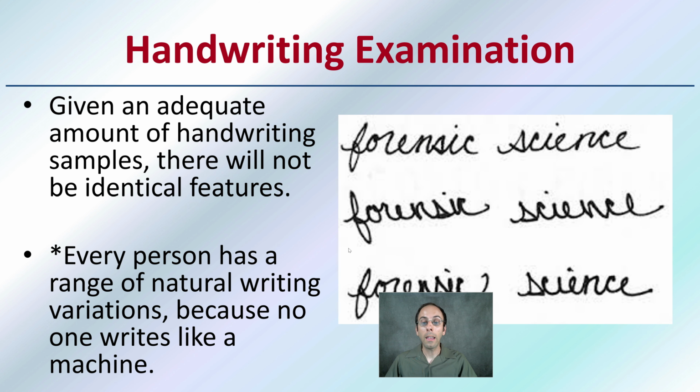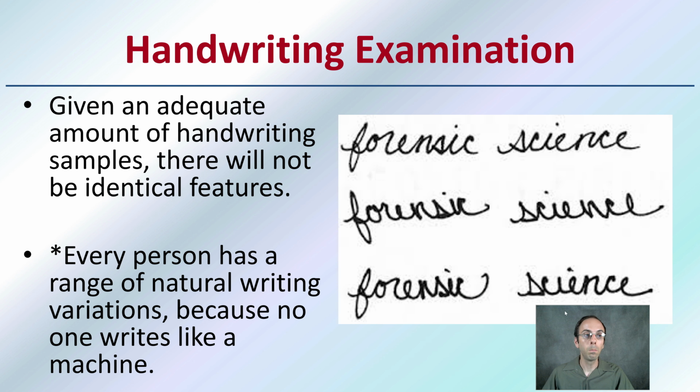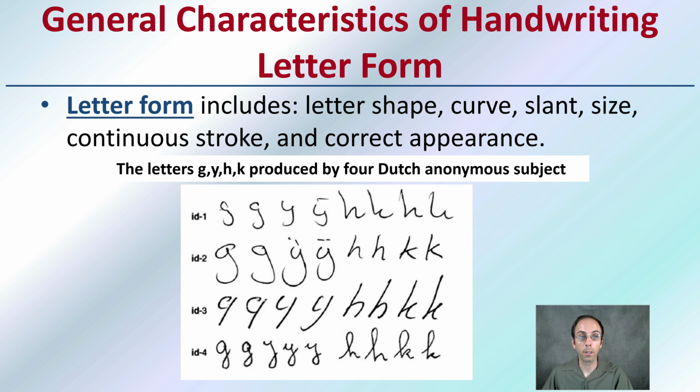And when we look at an examination of handwriting, given an adequate amount of handwriting samples, there will not be identical features. So every person has a range of natural handwriting variations because no one writes like a machine. It's not the exact same font, so to speak. So this is important to remember when you're making comparisons: you're not looking for a perfect, identical match. You're looking for some of these characteristics and consistencies within these characteristics.